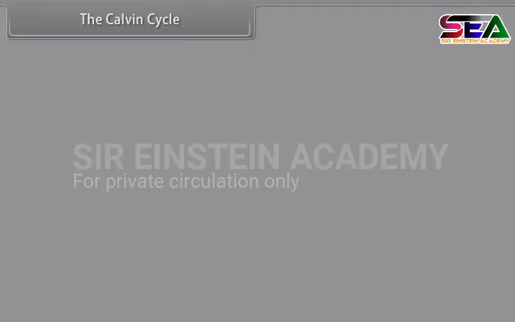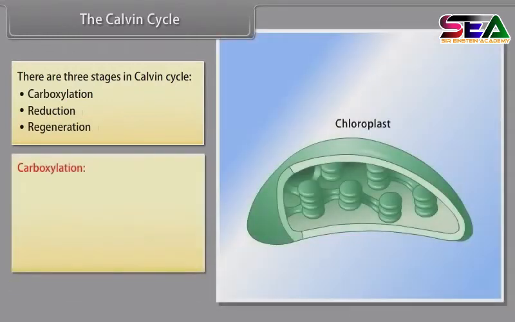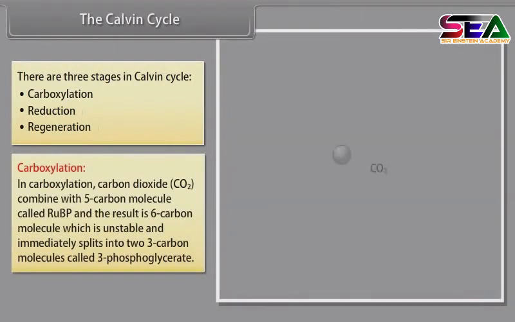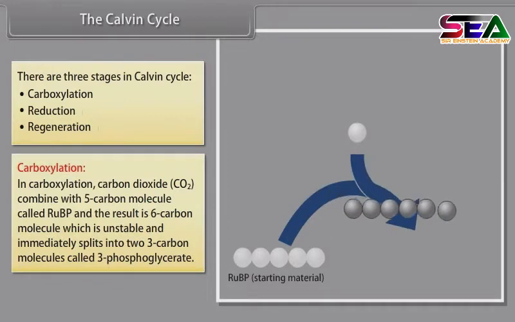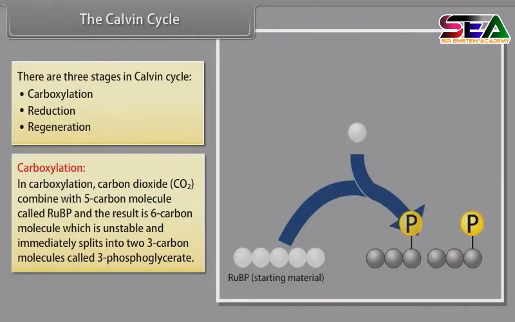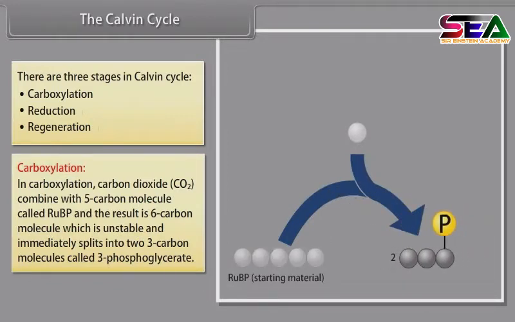The Calvin cycle. There are 3 stages in Calvin cycle. They are carboxylation, reduction, regeneration. Carboxylation. In carboxylation, carbon dioxide, CO2, combines with the 5-carbon molecule called RuBP, and the result is a 6-carbon molecule, which is unstable and immediately splits into 2 3-carbon molecules called 3-phosphoglycerate.